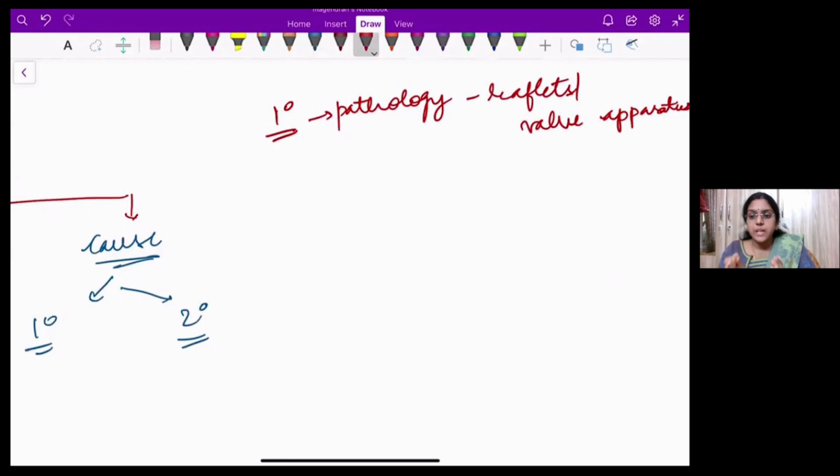Okay, when do we see this primary pathology? Suppose rheumatic heart disease. Rheumatic heart disease is basically affecting the leaflets, is it not? So it is a primary pathology. Infective endocarditis again affects the leaflets directly. In that case, it will be a primary mitral regurgitation, primary pathology of mitral regurgitation.